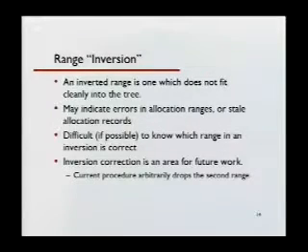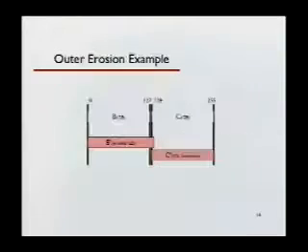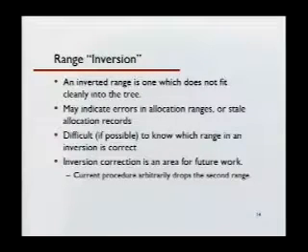So an inverted range is one that doesn't fit cleanly into the tree. As we saw here, this is an example of an inversion caused by an outer erosion. These may indicate errors in allocation ranges. They may indicate that there are stale allocation or assignment records that have not been pulled out.